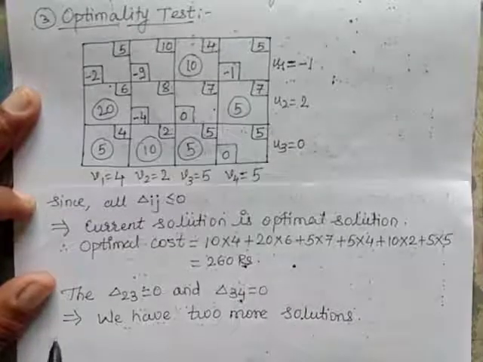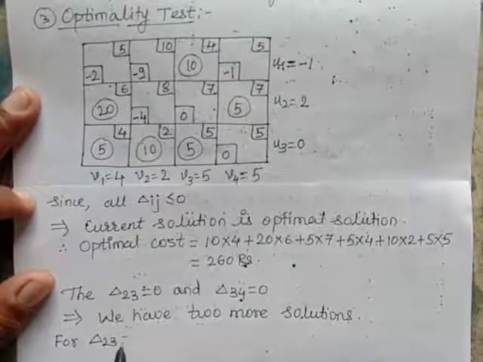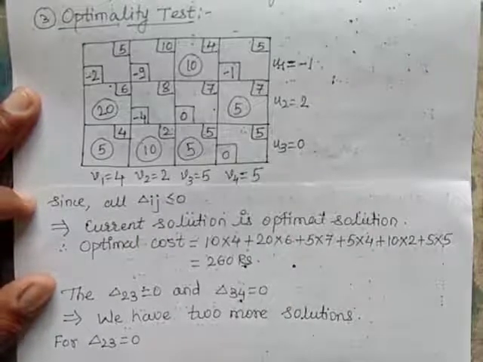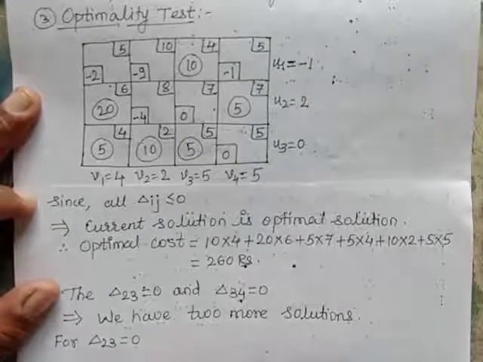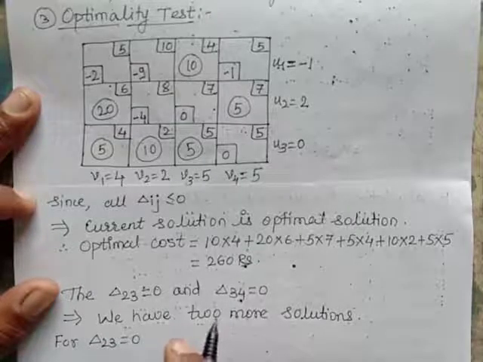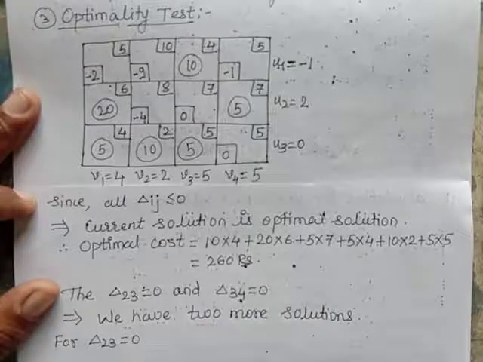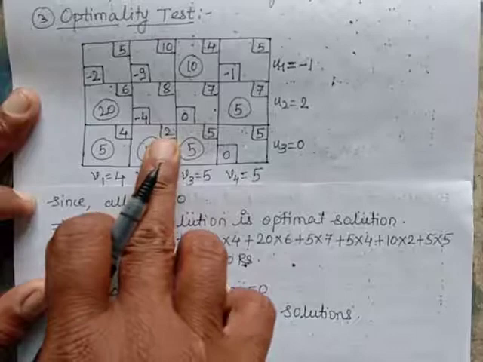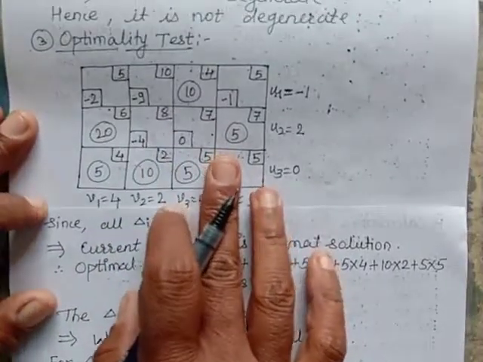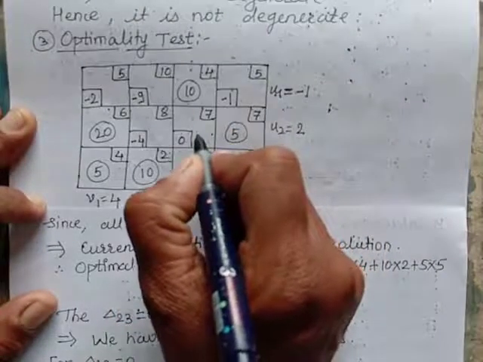So for delta 2 3 equal to 0, let's do the new allocations. For that we need to form a loop and then we can go for new allocation here. So we can form a loop in this table itself. Okay, so let's form a loop here first. Now we have to take delta 2 3 equal to 0, which means we will start from this cell.